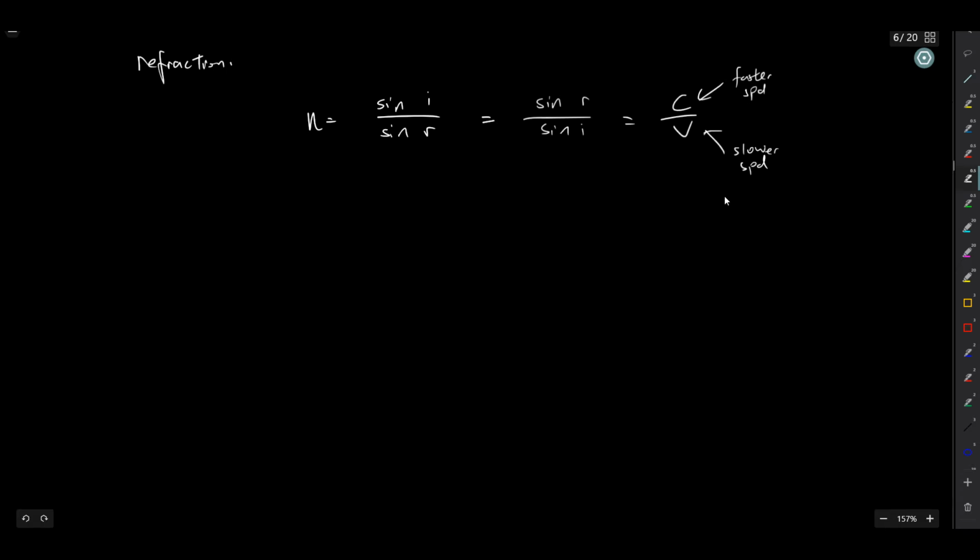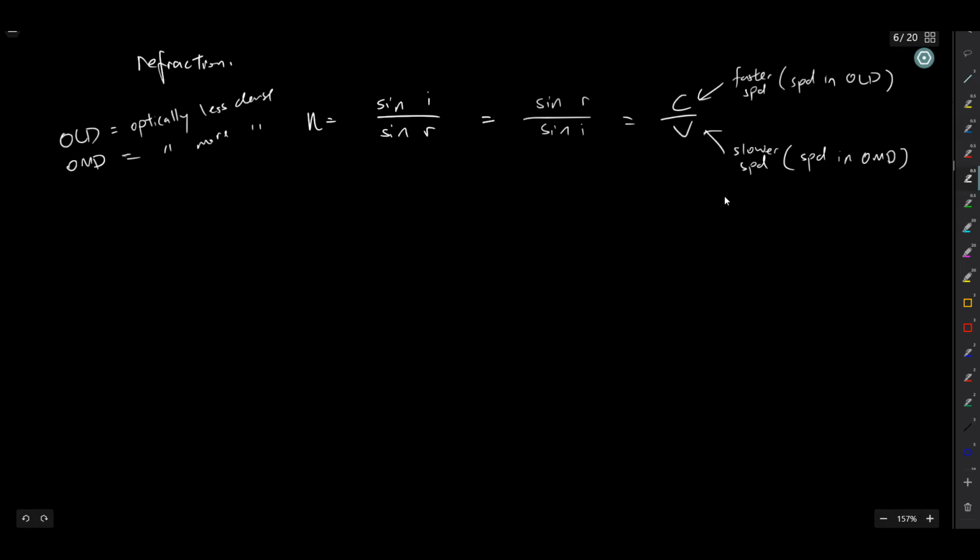For those who were not with me before, I'll use this term whenever I visit this chapter: OLD means optically less dense, and OMD means optically more dense. So the slower speed is the speed in the OMD medium, and this is the speed in the OLD medium.